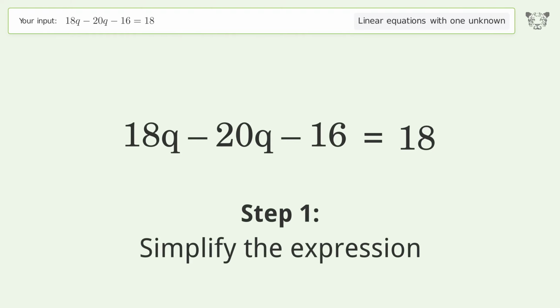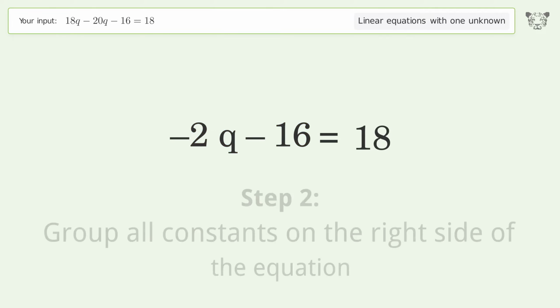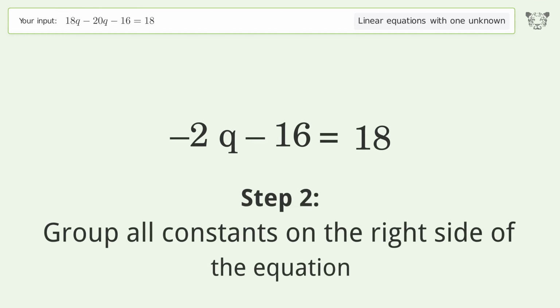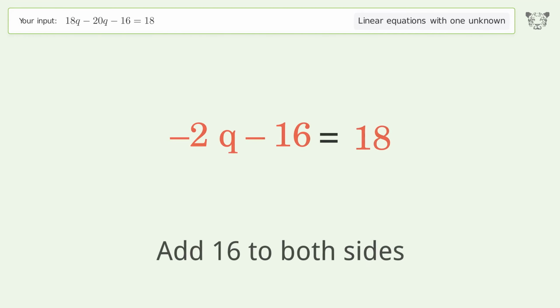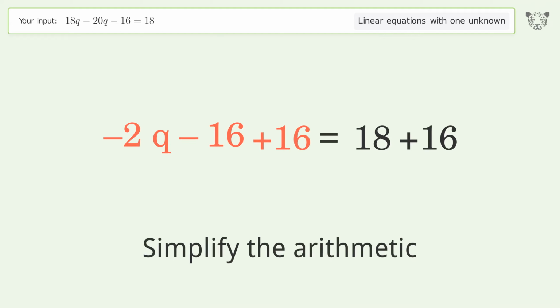Simplify the expression. Simplify the arithmetic. Group all constants on the right side of the equation. Add 16 to both sides. Simplify the arithmetic.